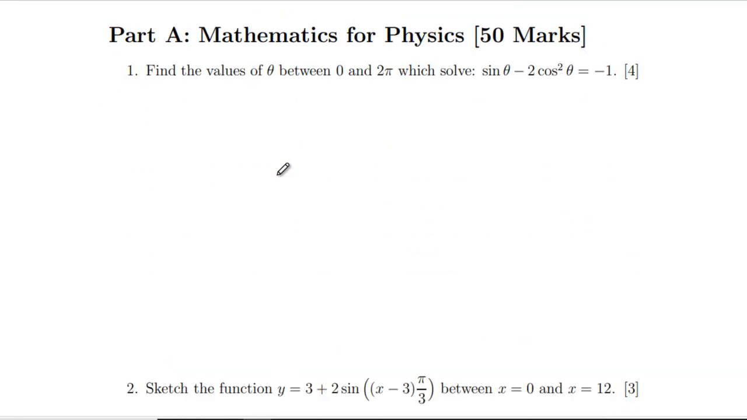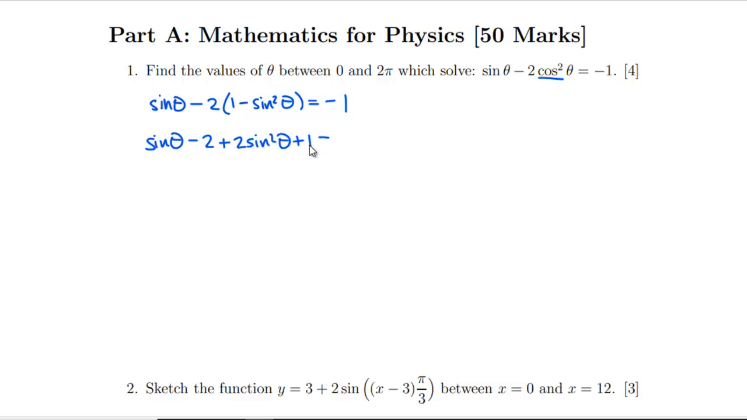So yeah, maths comes up first. Find the values of theta between 0 and 2 pi which solve this. So it's hard to change the sine, it's easy to change the cos squared. So let's get a quadratic in sine theta. So minus 2 times (1 minus sine squared theta) equals minus 1. So we've got sine theta minus 2 plus 2 sine squared theta plus 1 is equal to 0. So 2 sine squared theta plus sine theta minus 1 equals 0.